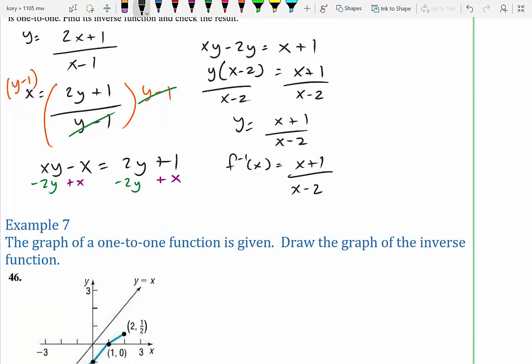Every time you have a rational function, so a fraction like this, every step is going to be the same. It's just going to be different numbers. It will never, ever, ever be different.